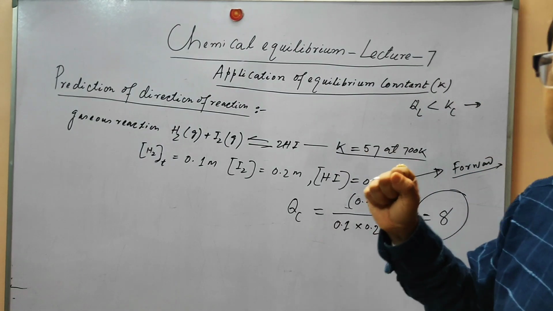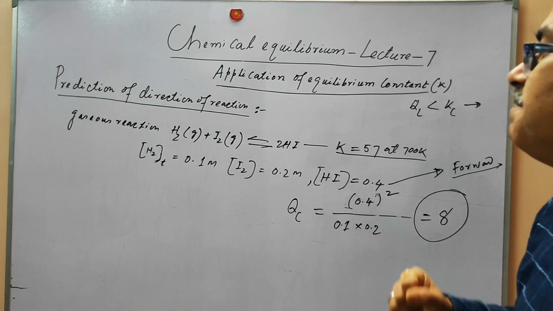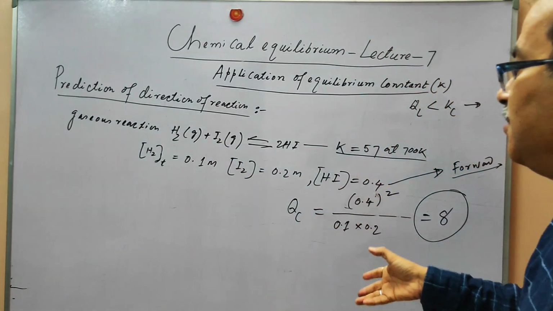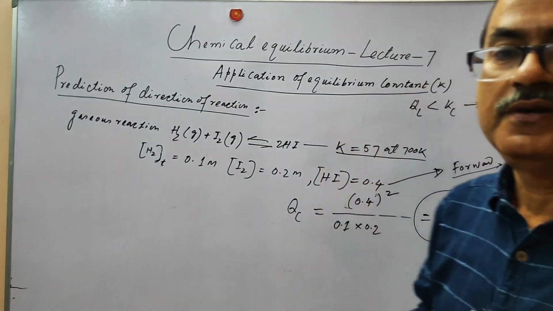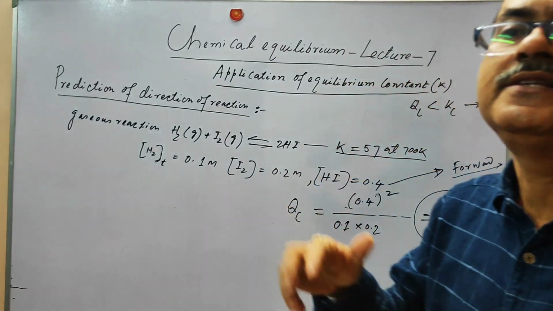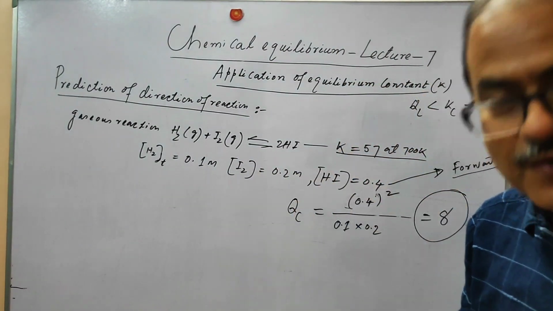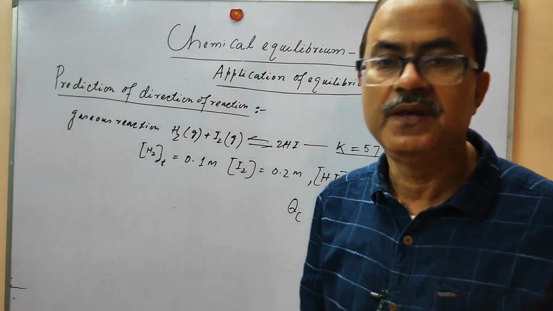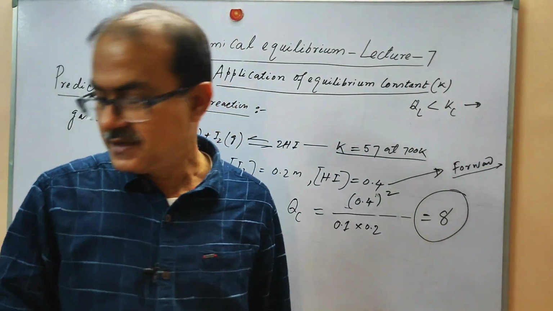In the exam, numericals will come where the concentrations are changed, and you have to say from this data whether the reaction goes in the forward direction or the backward direction. This type of numerical will come. Then we will take another example.